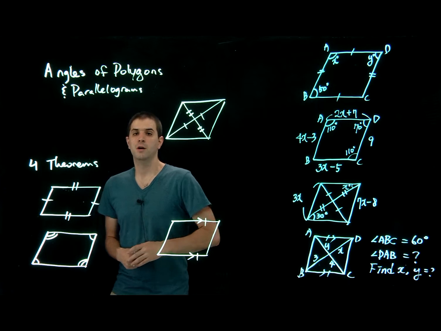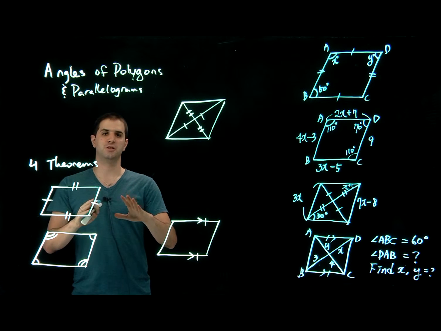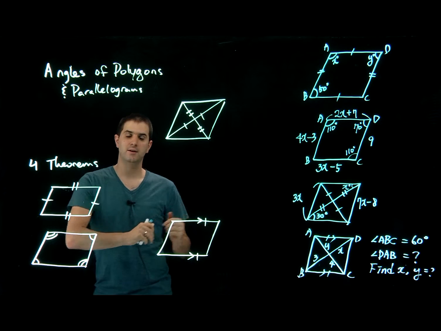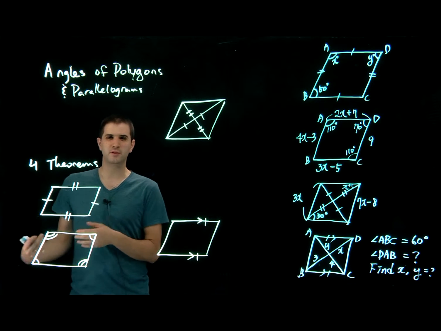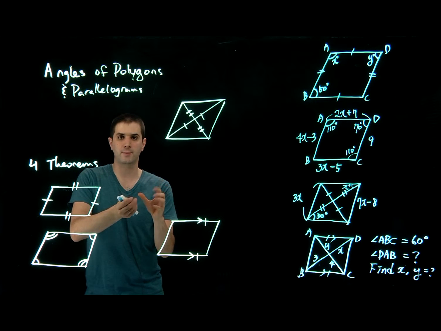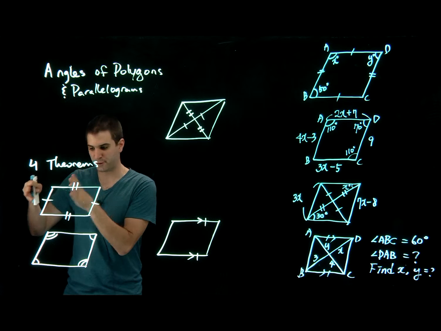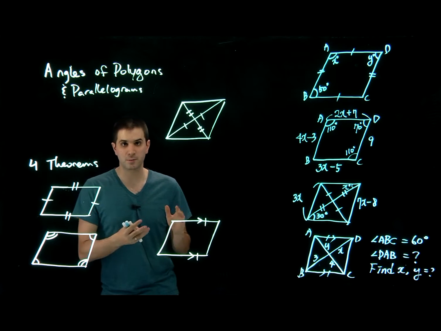Okay guys, in this video I want to look at some theorems that basically say if we have these conditions, then we know we have a parallelogram. So in the previous videos we've been talking about, okay, here's a parallelogram, here's some properties of parallelograms. Now we're going to say, okay, if this quadrilateral has these characteristics, then we know it must be a parallelogram.